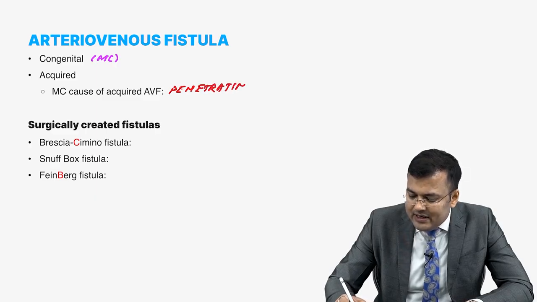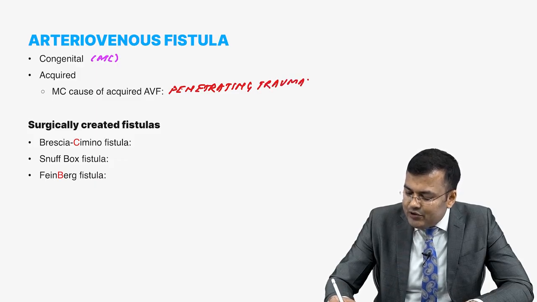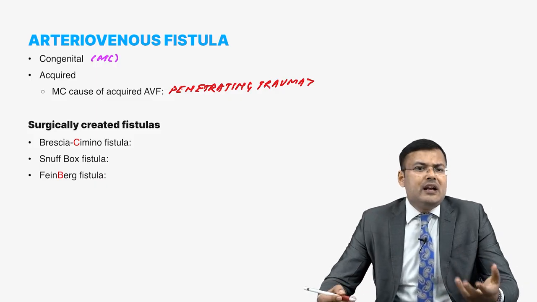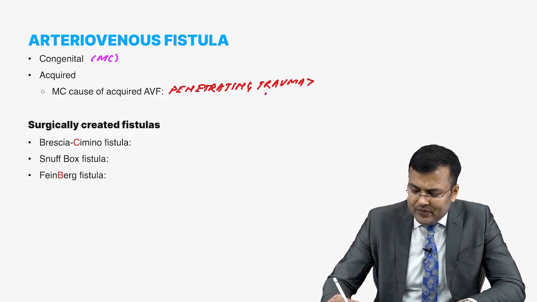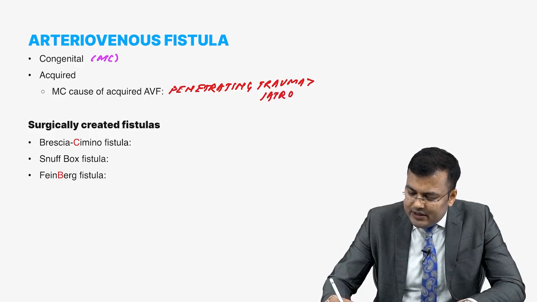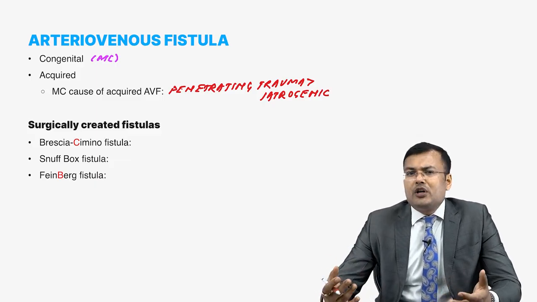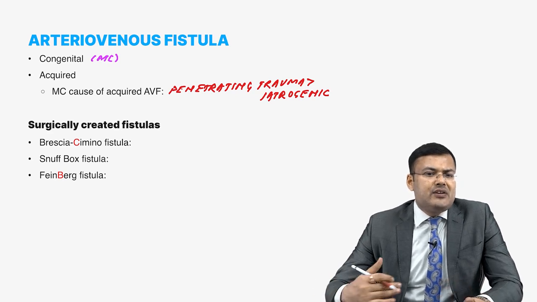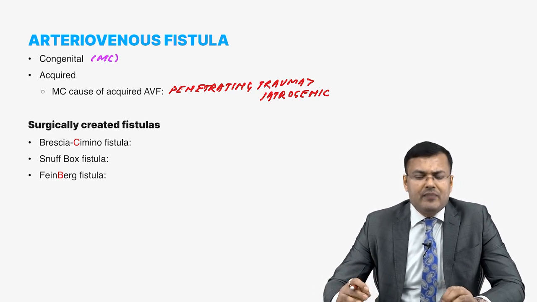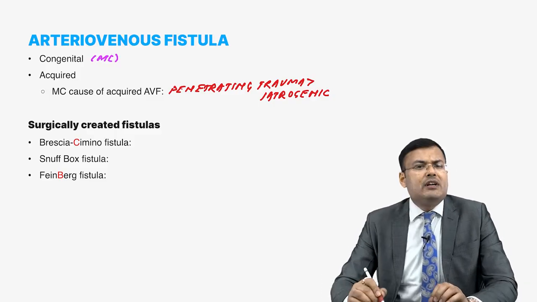Guys, it is not iatrogenic, it is penetrating trauma, followed by iatrogenic. Iatrogenic means we are creating a fistula for hemodialysis. So I'm repeating the question again. Mostly it's congenital. What is the most common cause of acquired AV fistula? It is penetrating trauma followed by iatrogenic. Now we are creating some fistulas for hemodialysis.